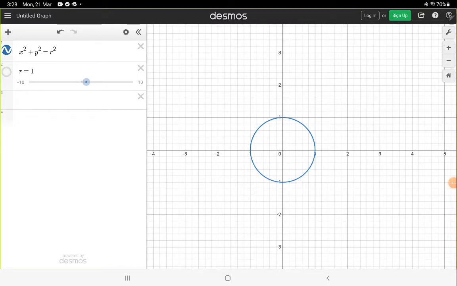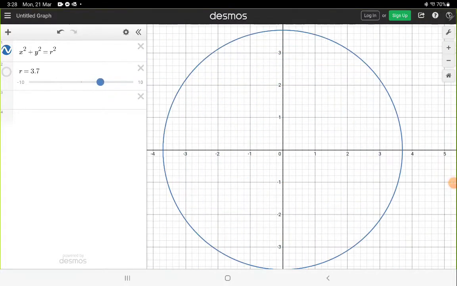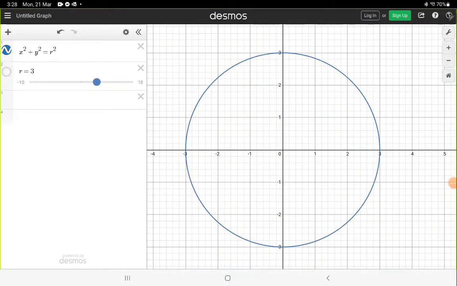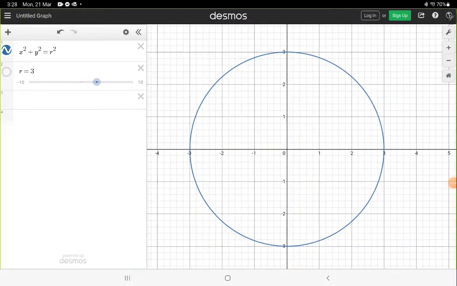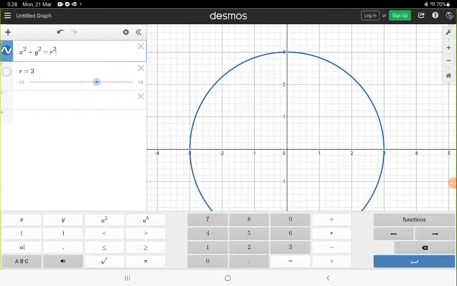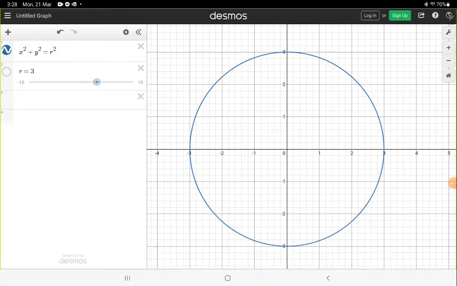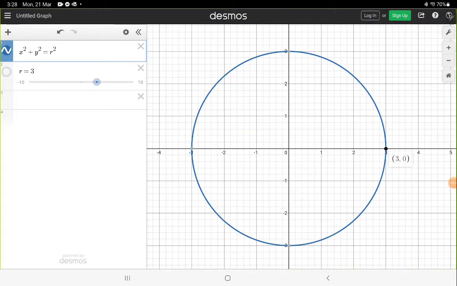And you can see that it is definitely a relation. It fails the vertical and the horizontal line test. But you can see as I change r, we can get different radiuses. So for example, if r is equal to 3, that means we get a radius of 3. But remember, in the formula, it's not r, it's r squared, which means the right-hand side is really 9, because 3 squared is 9. And you can see now, these are the points where it hits. So that's the basic idea of the circle relation.